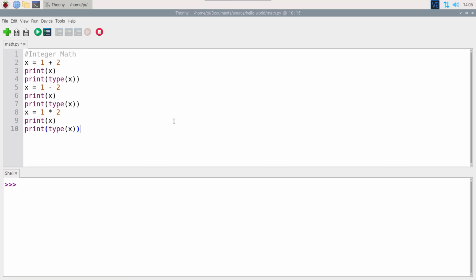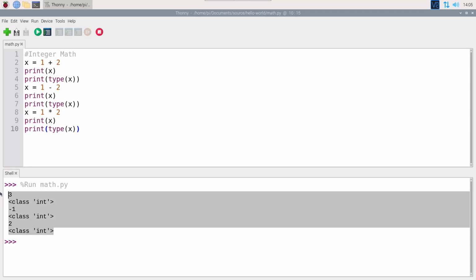So let's do that. Now let's run this, and we will get a result: 3 integer, -1 integer, 2 integer, and voila, that's exactly what we expected.